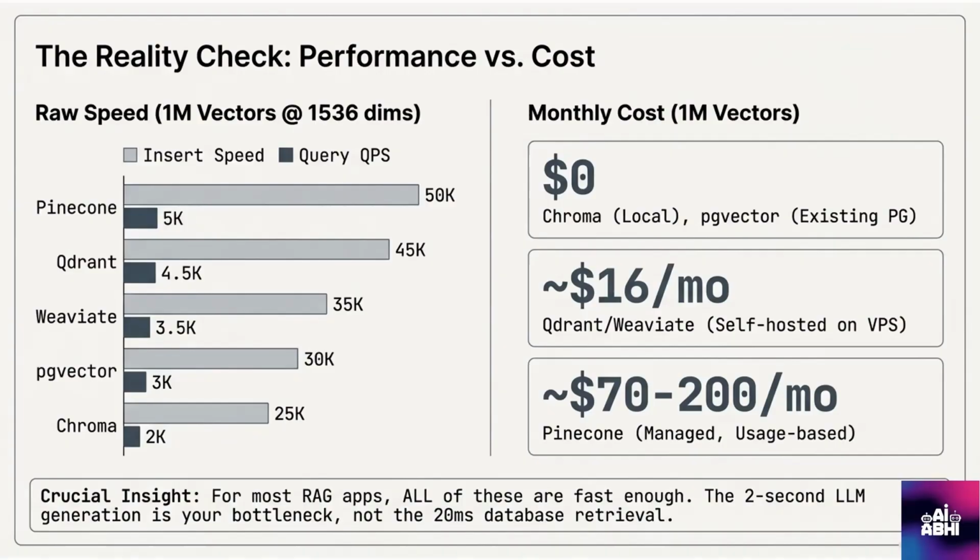But here's the thing nobody will tell you. For most RAG applications, all of these are fast enough. If your retrieval takes 20 to 50 milliseconds, it doesn't matter when the LLM takes 2 seconds to generate. If the LLM takes 2 seconds, then 20 or 50 milliseconds is negligible. So the bottleneck is almost never the vector database. Don't choose based on the benchmark alone, choose based on what else you need. The LLM is the bottleneck, not the vector database.